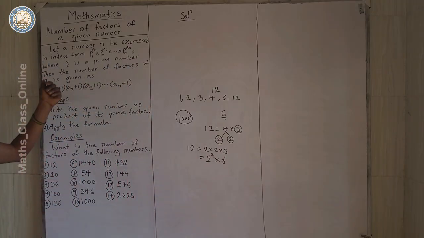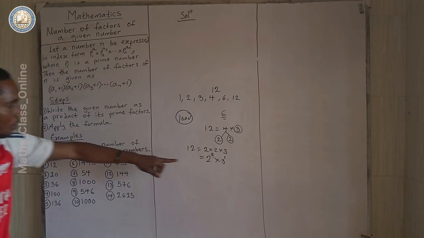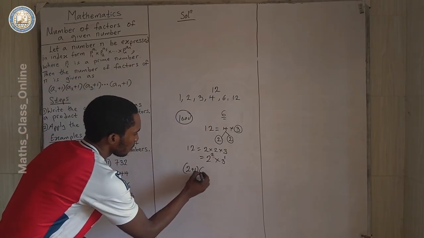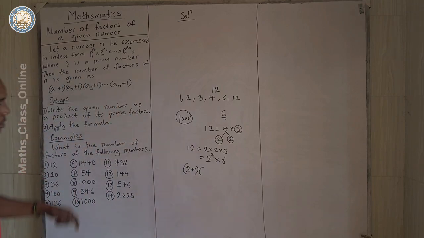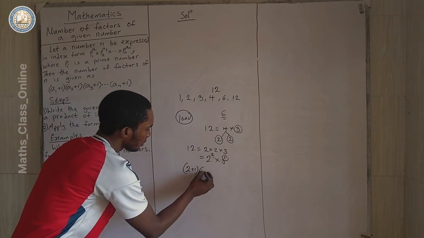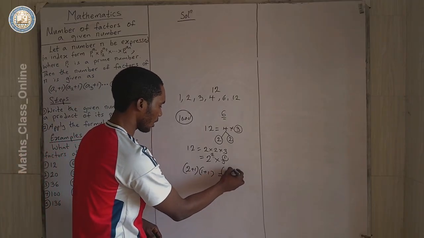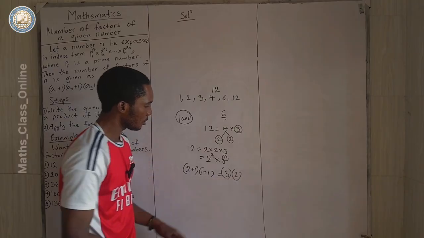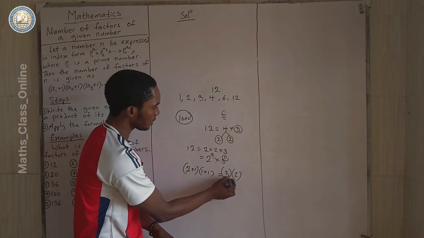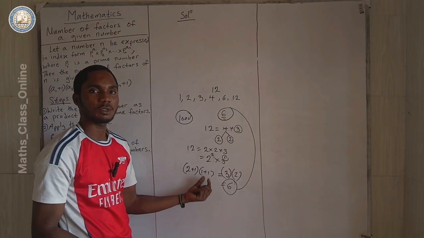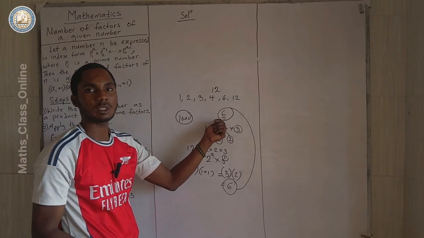Then the number of factors of 12 is given as (a1 plus 1)(a2 plus 1). The first one, a1, is for the first prime number that is here. What do we have here? The a1 is 2 plus 1. a2 here is 1 plus 1. And this is equal to 2 plus 1, 3. 1 plus 1, 2. 3 times 2, that is 6. That means that the number of factors of 12 is 6, which is the same as what we got earlier.